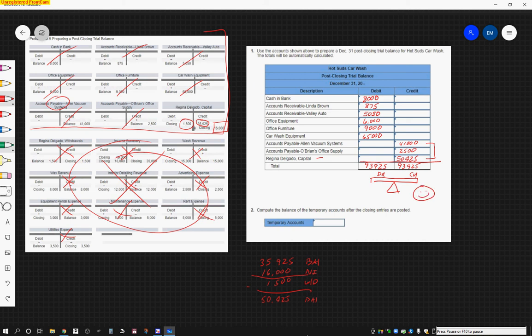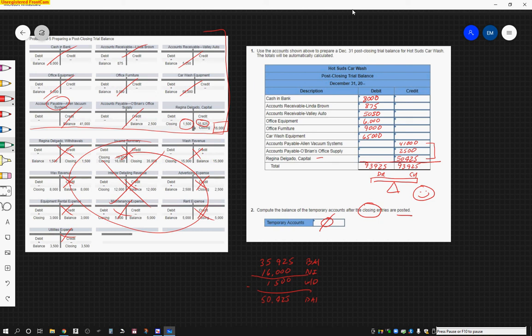Okay, so compute the balance of the temporary accounts after the closing entries are posted. Well, that's very interesting. All the closing entries have closed the accounts. Here's the key word: closed everything. Well, your temporary accounts better be 0, right? Or otherwise, this post-closing trial balance is invalid.